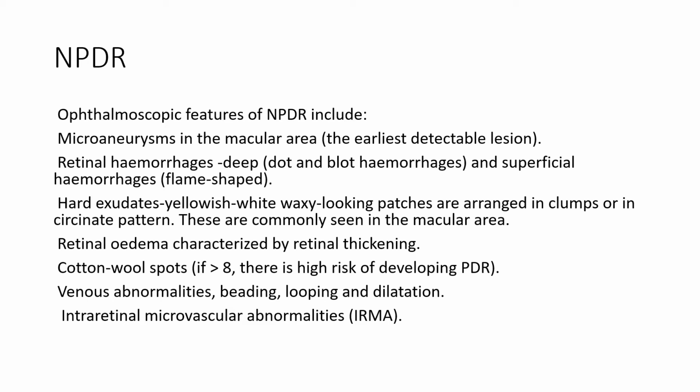So, if there are more cotton wool spots, like more than 8, there is a high risk of developing proliferative diabetic retinopathy, because cotton wool spots are a direct indicator of ischemic retina. Venous abnormalities could be seen in the form of beading of the veins, looping of the veins, or dilatation of the veins. Intraretinal microvascular abnormalities. So these are the features which we see in cases of NPDR: microaneurysms, retinal hemorrhages, which can be deep, dot and blot hemorrhages or flame-shaped hemorrhages, hard exudates, retinal edema, cotton wool spots, venous abnormalities, and intraretinal microvascular abnormalities.